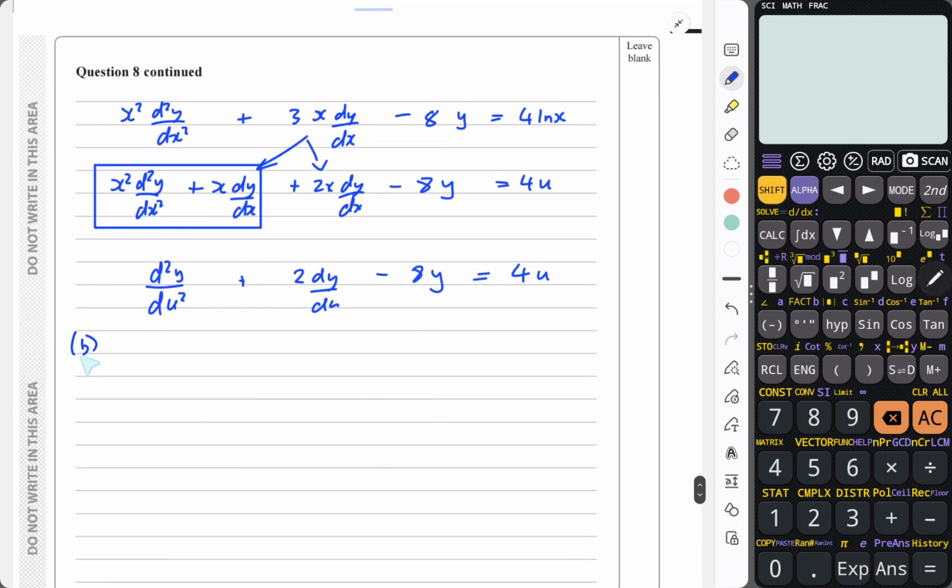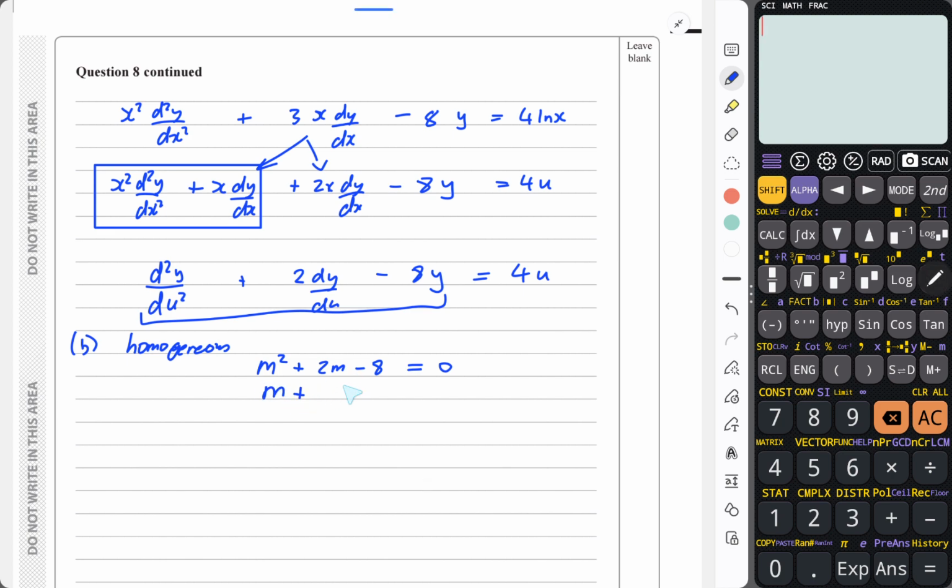So part B, we've got a second order differential equation. Let's write our auxiliary equation. First of all, we're going to solve the homogeneous one, where everything is going to be equal to 0. So I'm going to have m squared plus 2m minus 8 equals 0, which is just this equation, but the order of the derivative is what m is. And we're setting it equal to 0 because we're solving the homogeneous equation first.